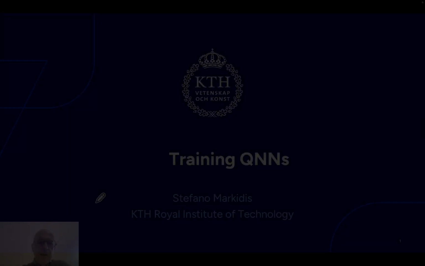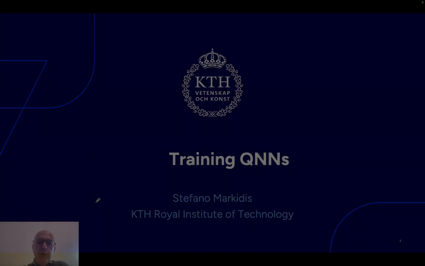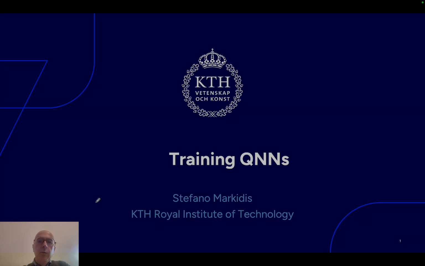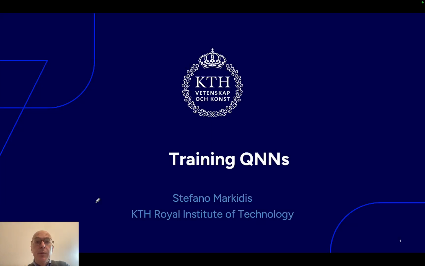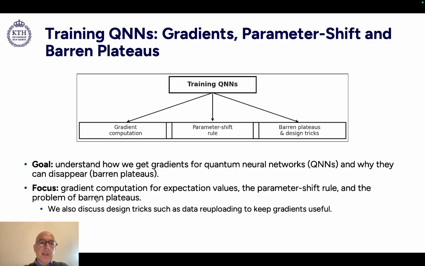Hi, welcome back. In this lecture, I want to talk about how to train quantum neural networks. We have been seeing quite different pieces, and now I want to put everything together. So the goal of this video lecture is to understand how we get gradients for quantum neural networks and why they can disappear, so-called barren plateaus, that give problems during the training of the quantum neural networks.